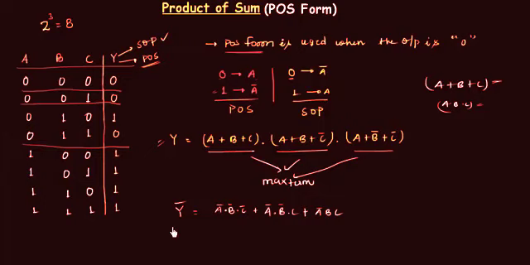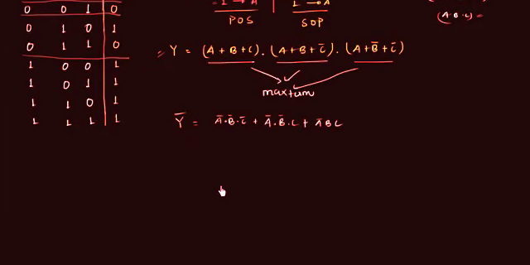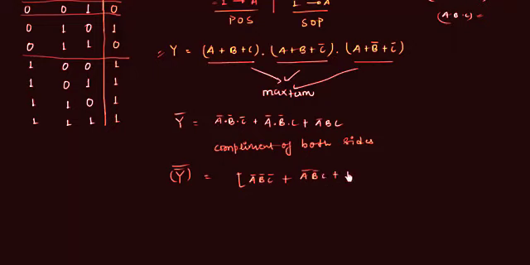Now I want the left hand side as the output Y, not Y complement. I want it as Y. So what I can do is take the complement of both sides, the right hand side and the left hand side. So taking the complement of both sides, let's see what we have. Y complement, and then again its complement. We have A complement, B complement, C complement, or A complement, B complement, C, or A complement, B, C, and I will take the complement of the whole right hand side.